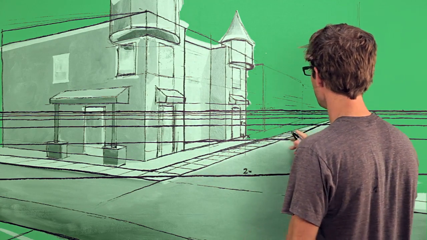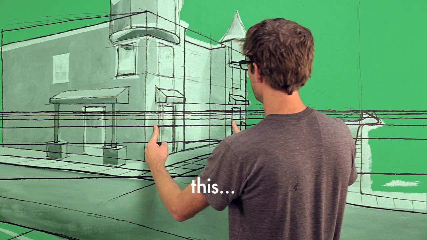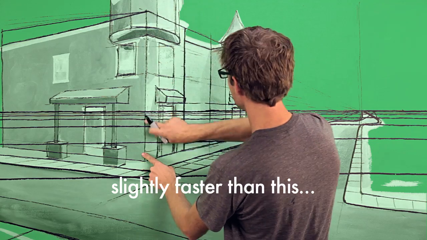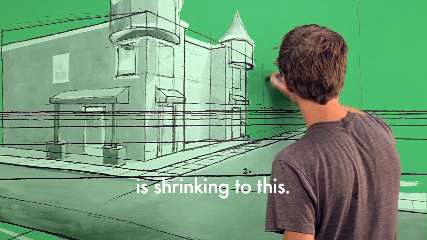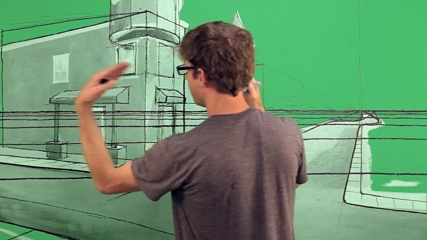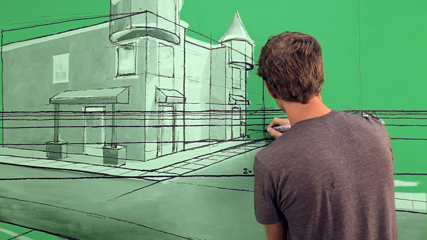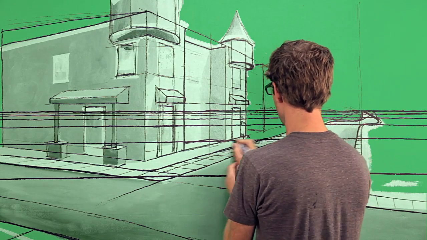I know that this wall, if it is the same size, this wall, since it's on this plane, is going to be this, shrinking to this, slightly faster than this, is shrinking to this. While the entire size of this building would be 1/2 of the entire size of this building. So you see, I continue to use those principles just to judge if I'm keeping things in the right ballpark as I'm going along here.